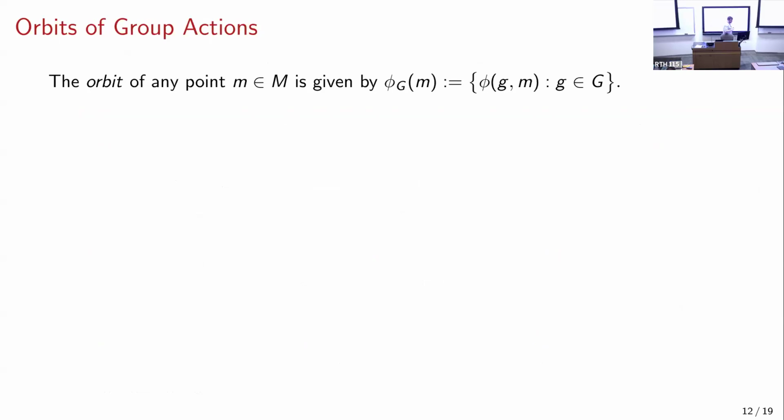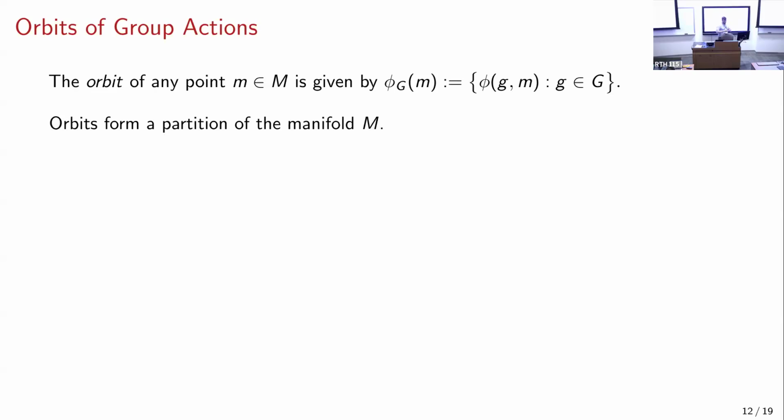Now that we've talked about these properties, I want to talk about something called the orbit of a given point. So given some point little m in M, we define its orbit as all the points the group action can send it to. So we take every element of G and we act on that point m and we see where things end up, right? And that's called the orbit of that point under this action.